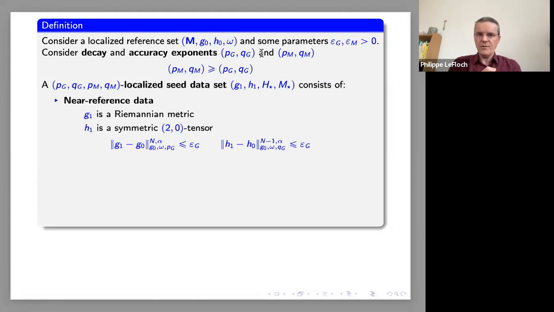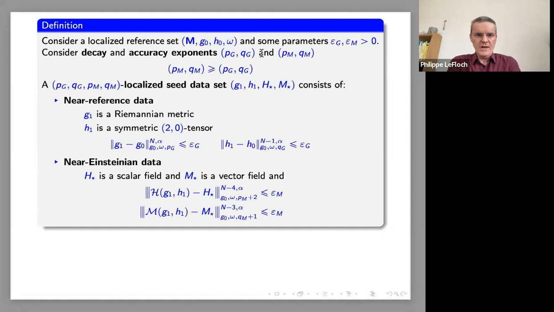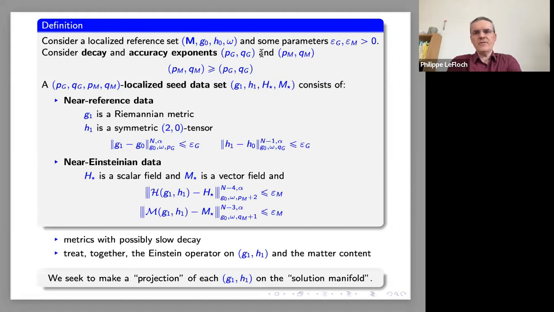So the matter exponents are bigger than the geometric exponent. And what I'm going to call a localized CS data set is (g1, h1, H star, M star), where g1 is a Riemannian metric and h1 is a symmetric two tensor, as we expect. And these things will be small in Hölder norm with a weight omega, according to some parameters epsilon_g. And in addition, I'm looking at how these quantities act on the operators. I also measure the size of these operators in the same Hölder norm, except that you should notice that I'm now using the triple norm to state that, but it's essentially the same.